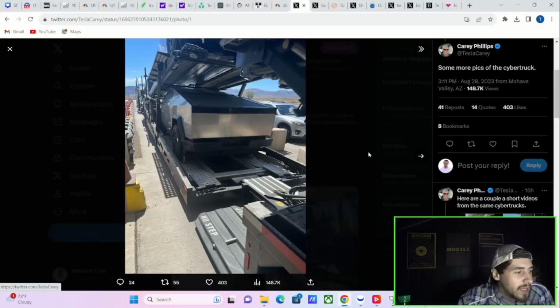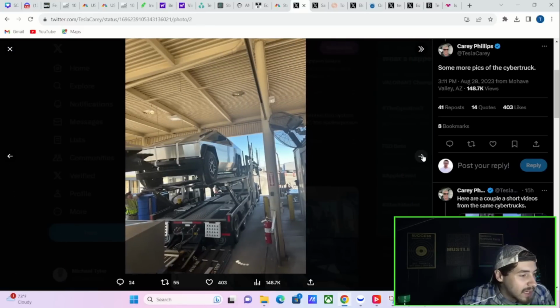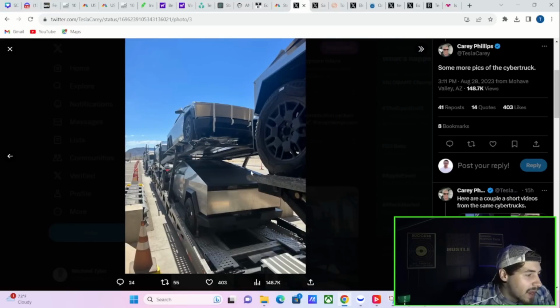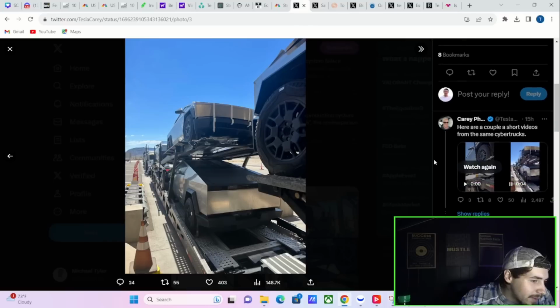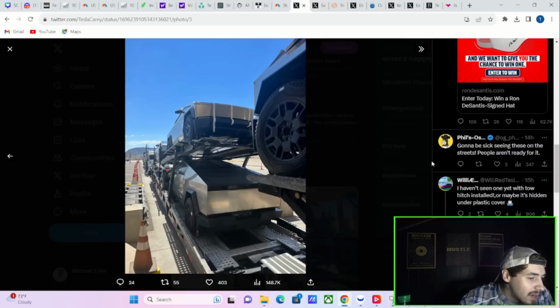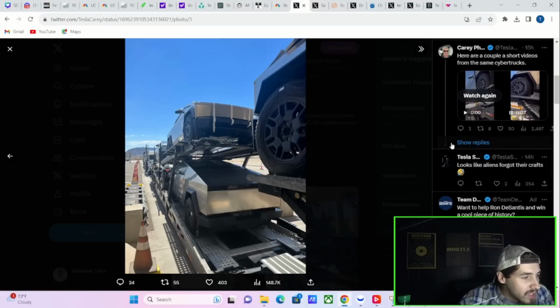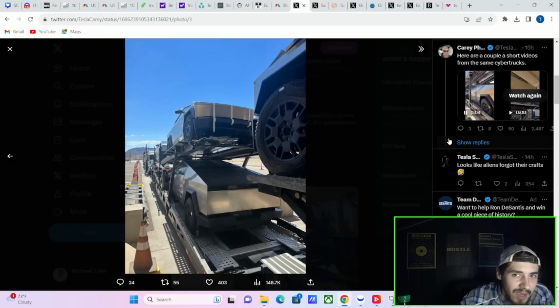And for your daily dose of the Cybertruck, it looks like a long convoy of Cybertrucks. I can't tell exactly how many, but quite a few of them are being spotted in what looks like the Arizona region again. Not quite 100% sure, but a good sign to see more Cybertrucks every single day.